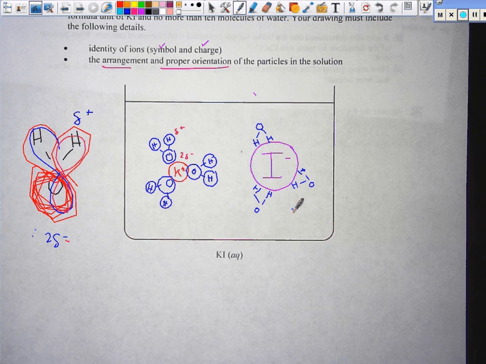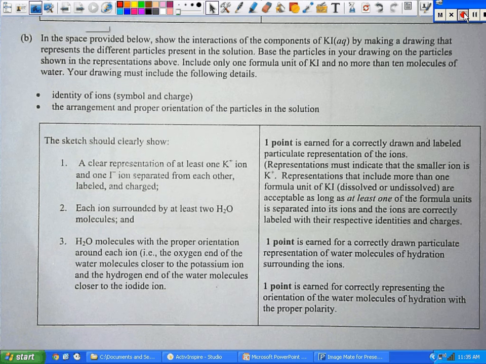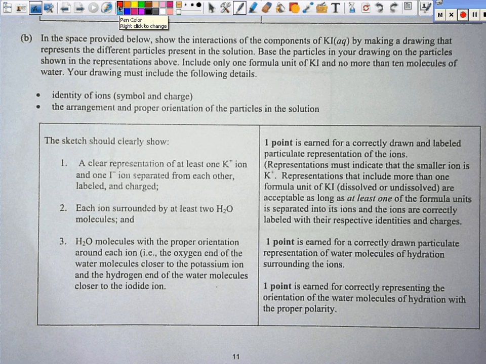All right, so if you'll notice, the sketch should clearly show, and again, most of you would have probably got two points. You probably would not have got the third one. A clear representation of at least one K ion, at least one iodine ion separated from each other, with it labeled and charged. We probably all would have gotten that one, right? That one was pretty easy to do. Each ion surrounded by at least two water molecules. If you would have put H2O, would you have got that point? Yeah, you would have.